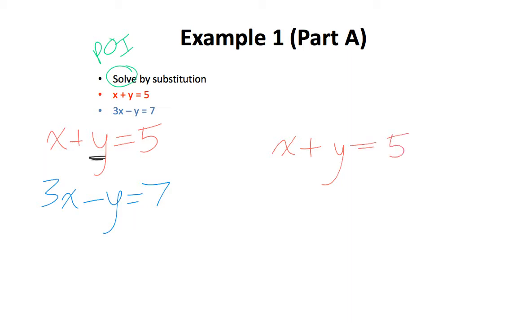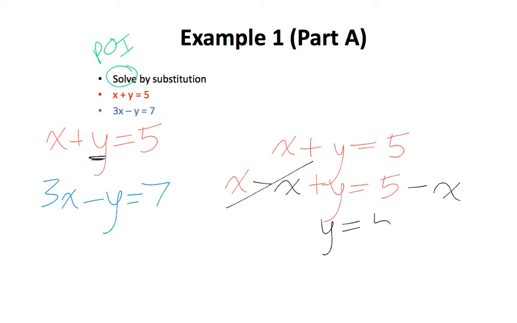If I want to isolate y, I need to get rid of the variable of x, which is beside it. So I need to do the opposite operation to both sides of the equation, which means I'm going to subtract both sides by x. X minus x cancels out, which leaves me with just y is equal to 5 minus x. As you can see, the y is now isolated, which means I can replace or substitute in this expression for y.